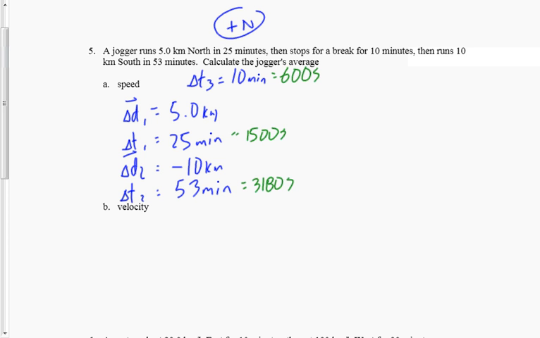But if we're going to go to seconds, we probably should go to meters as well. 5 kilometers is 5,000 meters, right? Multiply 5 by 1,000 to get 5,000 meters. Negative 10 kilometers is negative 10,000 meters.